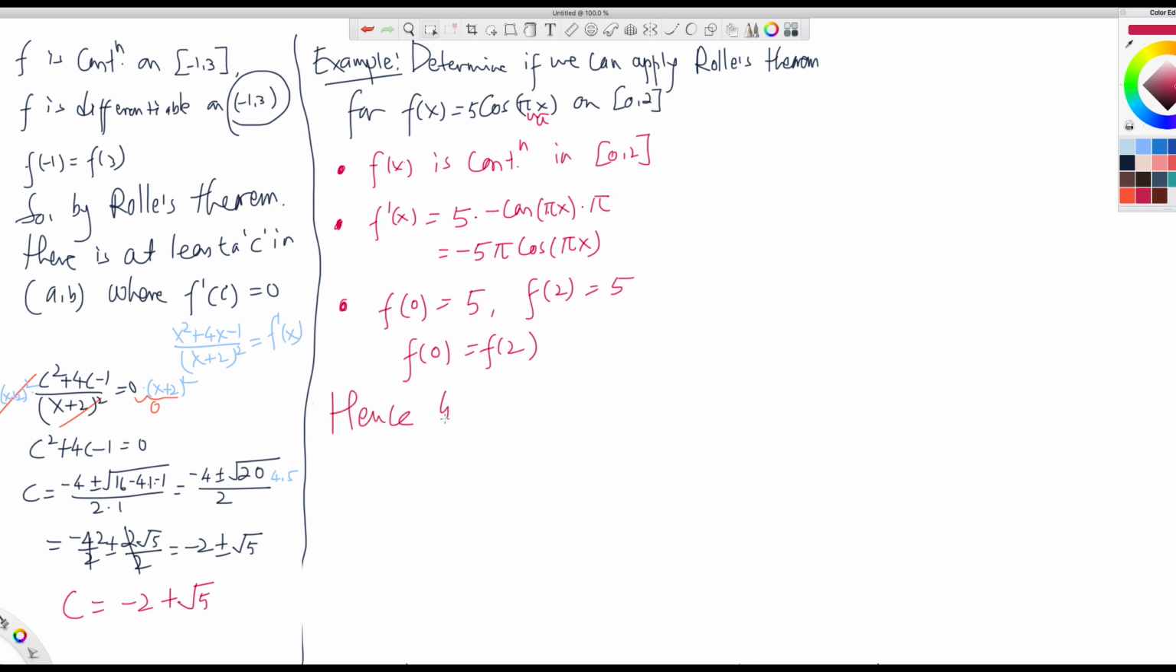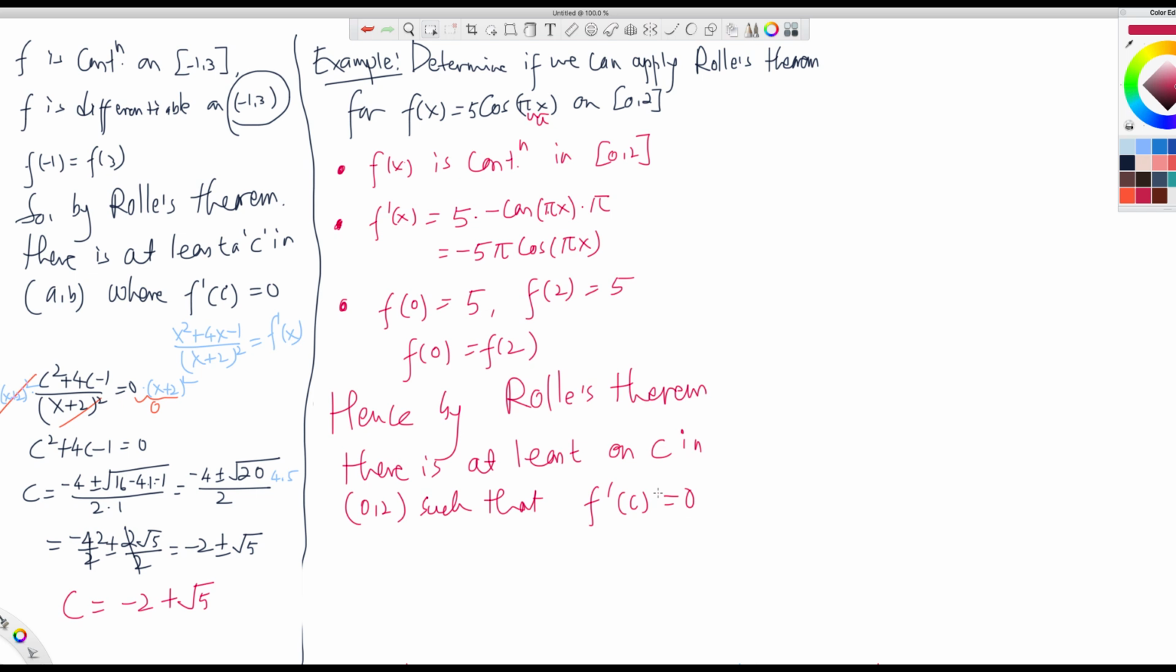Hence, by Rolle's theorem, there is at least one c in the interval 0 to 2 such that f prime of c equals 0. So we need to plug c into f prime of x. This is the f prime, so negative 5 pi times cosine pi c equals 0. Let us divide both sides by negative 5 pi. So what do you get? You get cosine pi c equals 0.